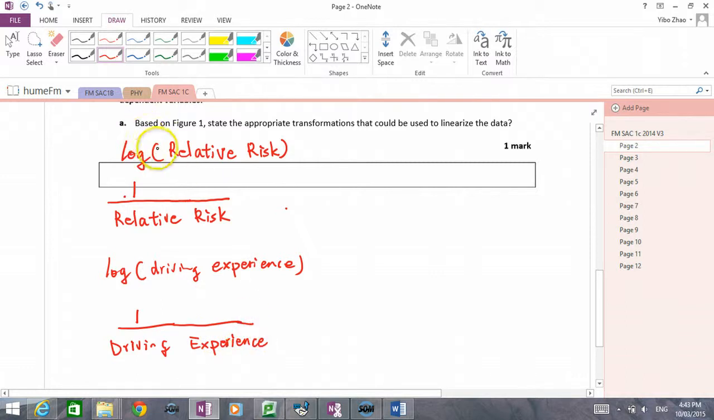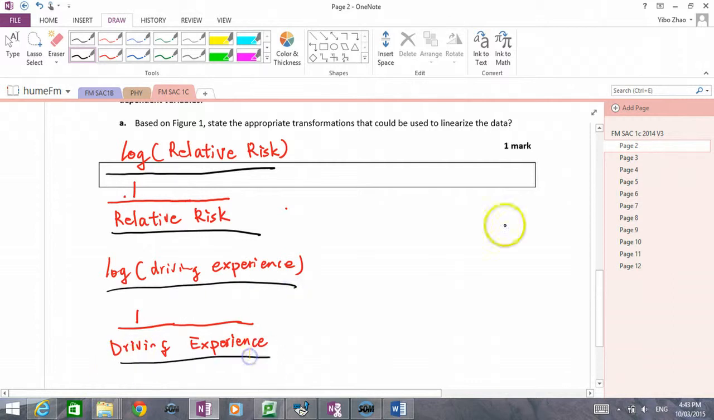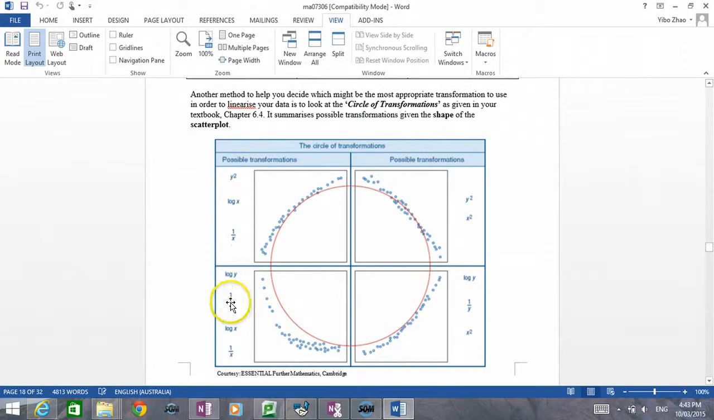Okay, so in the SAC, for this particular SAC, you need to write down 4 of these in order to get 1 mark. Okay. So last year, some students just wrote 1 or some students wrote 2. They don't get the mark. You need to write 4 of them. You need to write all of them, and they're all in this section there. Log y, 1 on y, log x, and 1 on x. Okay.